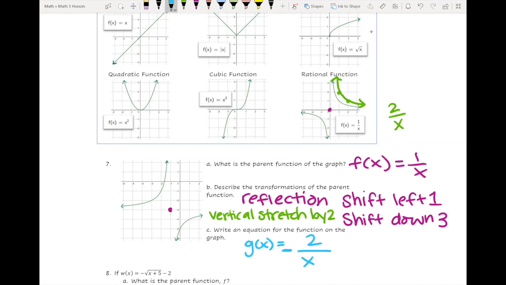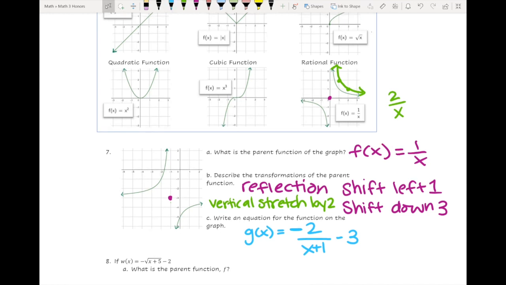It actually does the same thing either way. And then to shift it to the left, I need to go with the x's in the denominator because x's go left and right. So I would have to have x plus 1 in the denominator to shift it to the left by 1. And then to shift down 3, I have a -3, not with the x. It's going up and down like y values, so it'll be outside of the fraction, a -3.